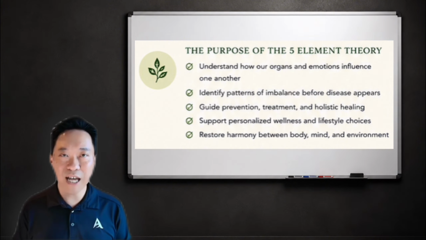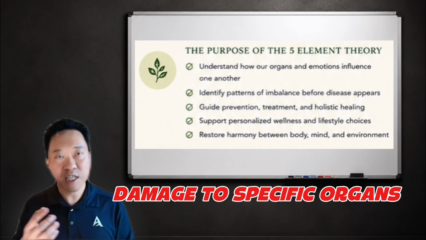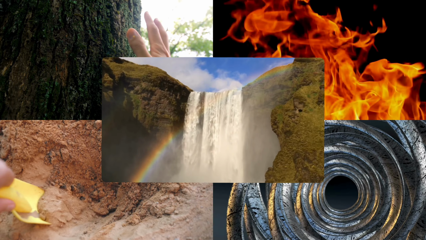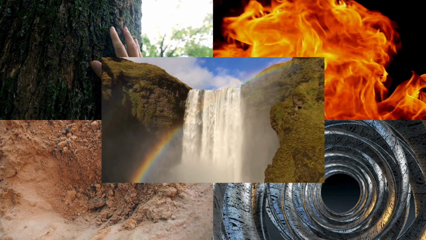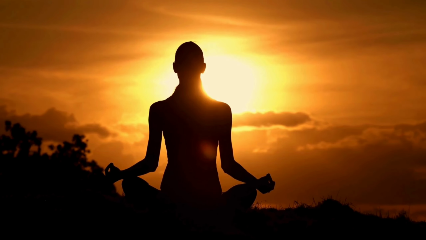Everybody has different lifestyles, different habits, different things that they're not willing to give up, even though they won't admit it. And so that causes damage to specific organs. That's why the root cause for most patients is different. Five elements helps you restore harmony between the body, mind, and environment, which is nature.